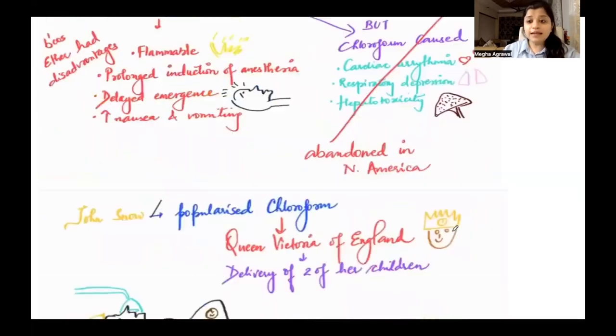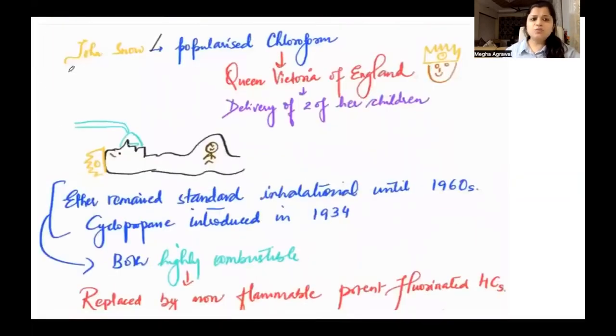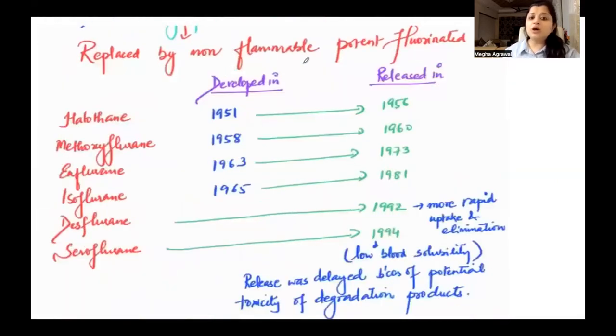But chloroform still is famous because of John Snow, you must have heard about John Snow before also. He popularized chloroform by giving it to Queen Victoria of England for the delivery of her 2 children. Ether remained the standard inhalational agent until the 1960s. Then cyclopropane was also introduced, but they both were combustible. Therefore, they were replaced by non-flammable potent fluorinated hydrocarbons.